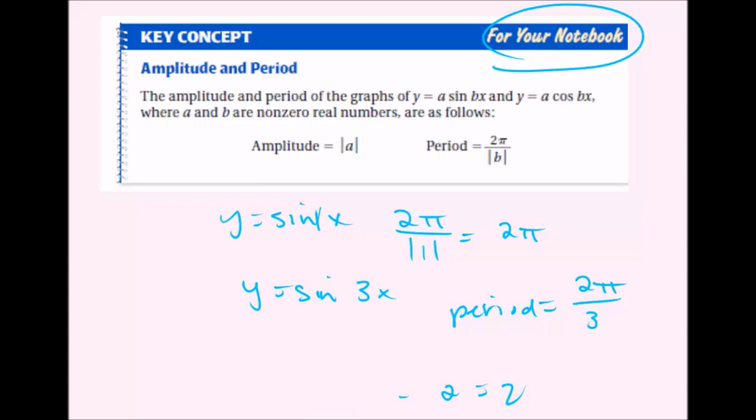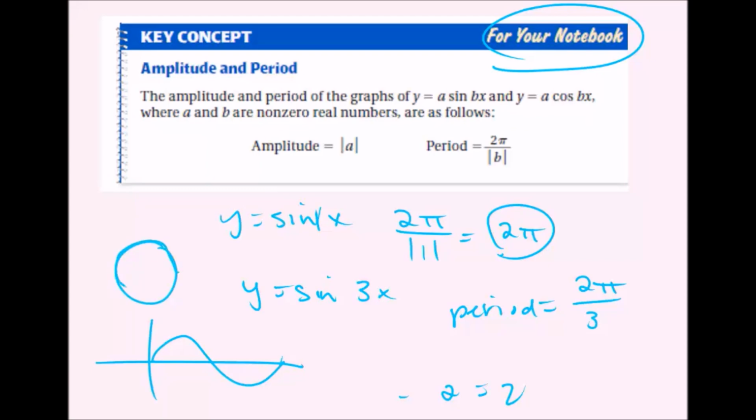which is pretty interesting because in the normal graph, 2 pi means it takes the entire way around the circle to complete one period. But if you increase this number, it actually shortens it, because now it only takes 2 pi over 3. That's 120 degrees. So it takes much less time to complete the period, or it'll complete the whole thing by 120 degrees. It takes less time if this number is higher.